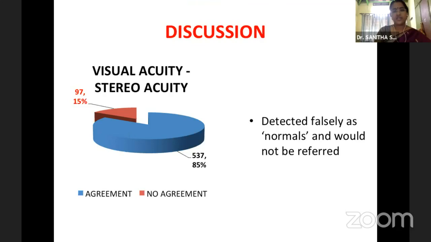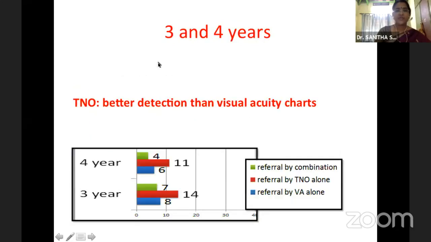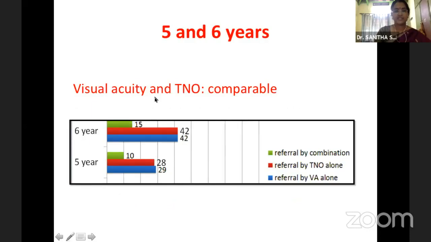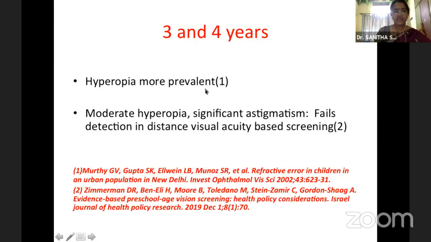And these children, if they had undergone just one test, they would have been detected falsely as normal, and then they would not be referred. So we are losing this wonderful window for early treatment of amblyopia in these preschool children. And in 3 and 4 years, TNO fared better, had better detection rates than visual acuity charts. And in 5 and 6 years, TNO and visual acuity charts were comparable. And this, again, was an interesting finding.